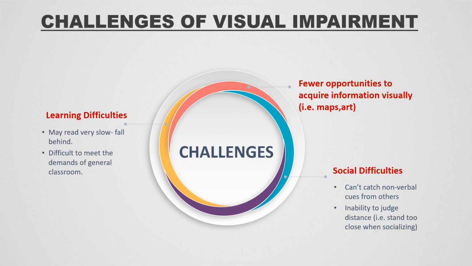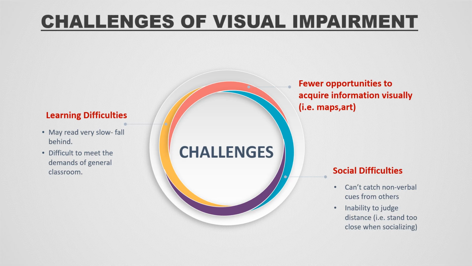Next is challenges of visual impairment. First is learning difficulties. In this, the student may read very slowly or fall behind the others. They have difficulty meeting the demands of the general classroom. Second, fewer opportunities to acquire information visually. For example, if we teach the student through maps and art, they have difficulty learning through them.